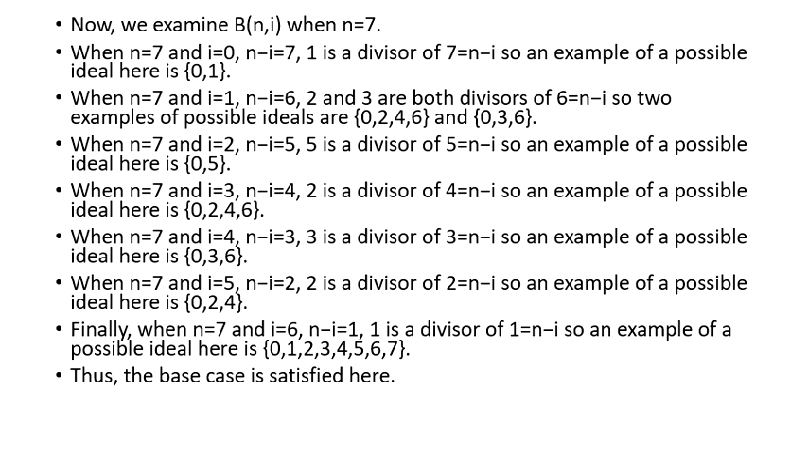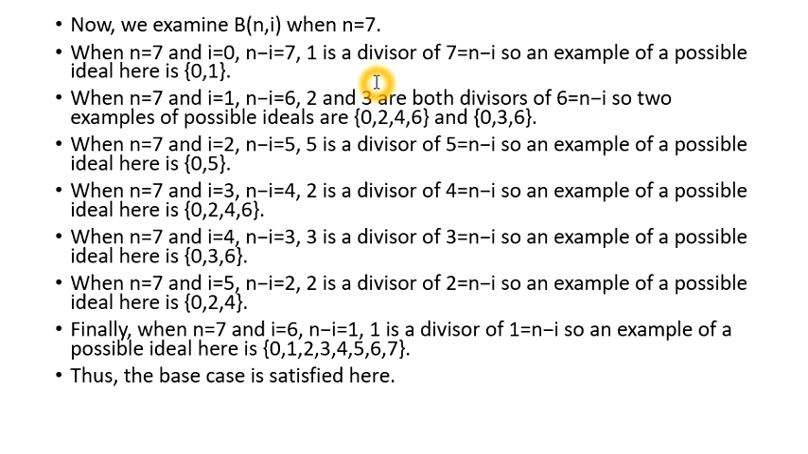When i equals 0, n minus i is 7, and 1 is a divisor of 7, so one possible ideal here is 0, 1. When n equals 7 and i equals 1, n minus i equals 6, and 6 has divisors of 2 and 3, so two possible ideals here are 0, 2, 4, 6, and 0, 3, 6. When i equals 2, n minus i equals 5, so one possible ideal here is 0, 5. When i equals 3, n minus i equals 4, and 2 is a divisor of 4, so one possible ideal is 0, 2, 4, 6.